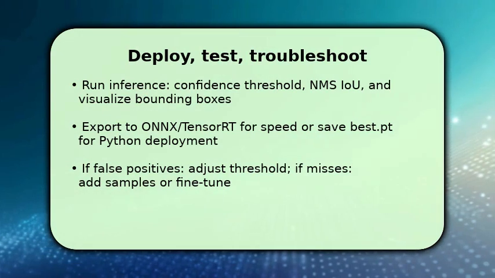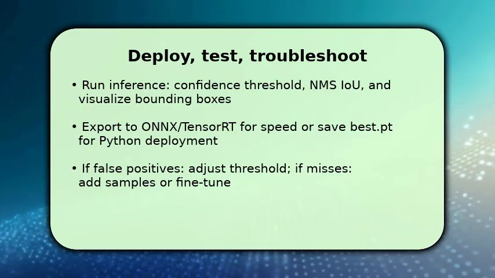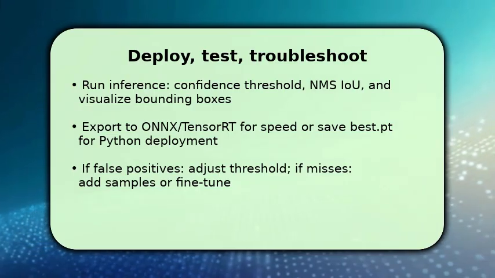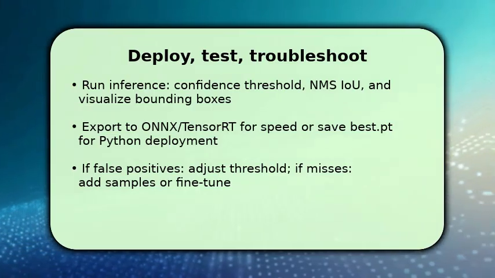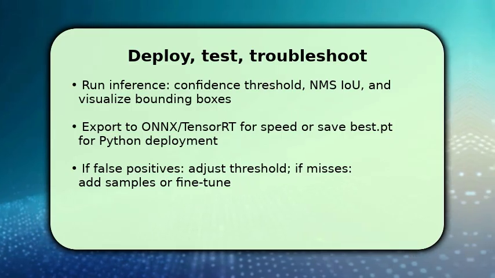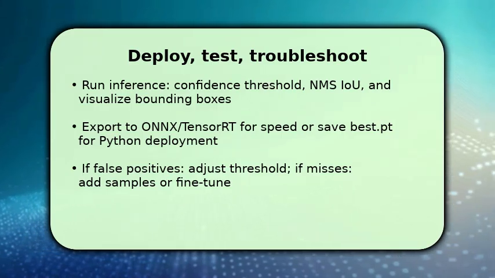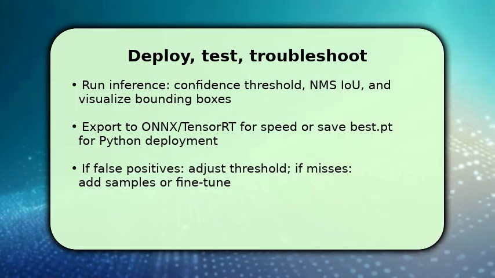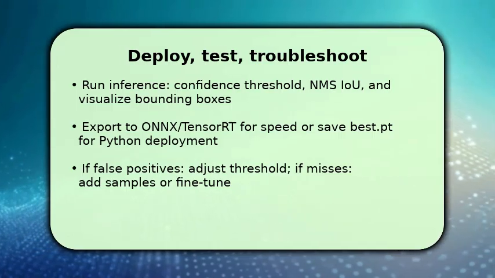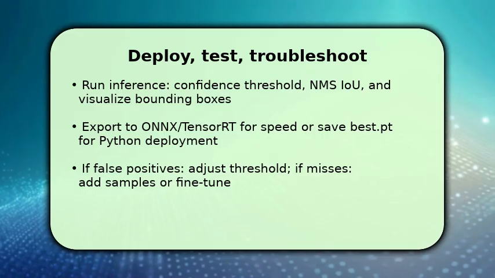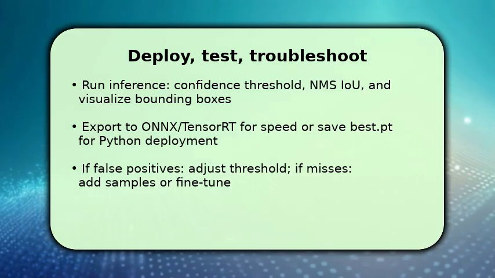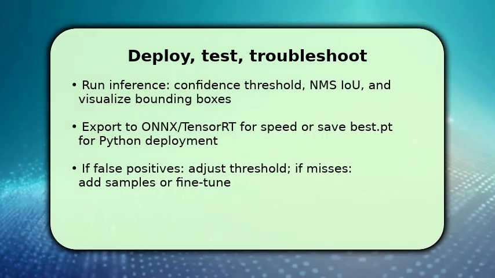Finally, run inference on images or webcam. Set a confidence threshold and NMS IoU to balance misses versus duplicates, then visualize bounding boxes to validate results. Once satisfied, export the model to ONNX or TensorRT for low latency deployment, or keep best.pt for Python inference. If things go wrong, here's one key tip.